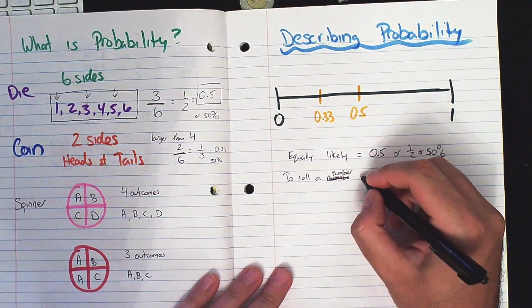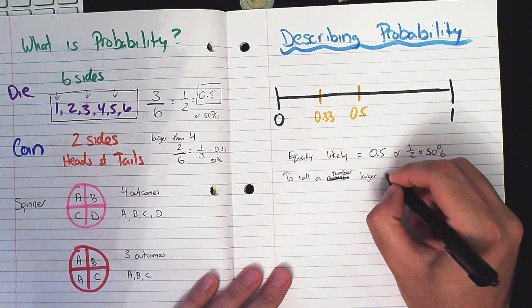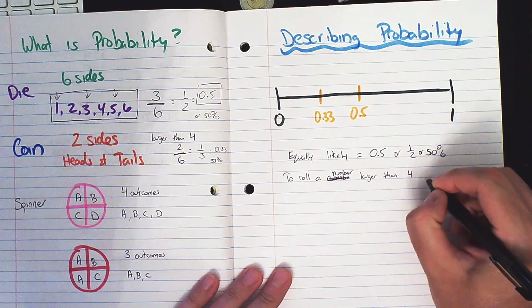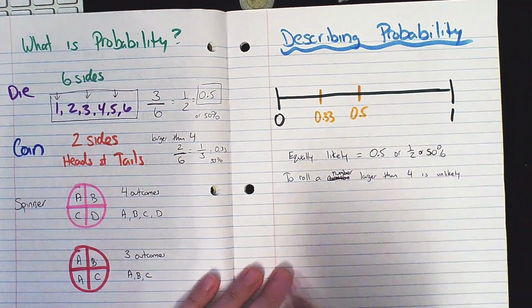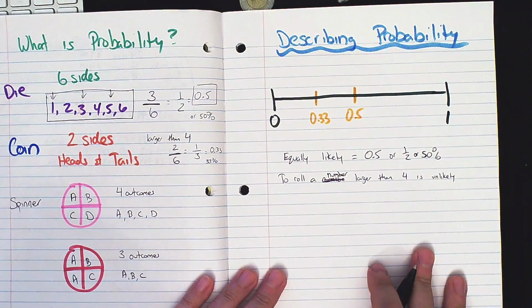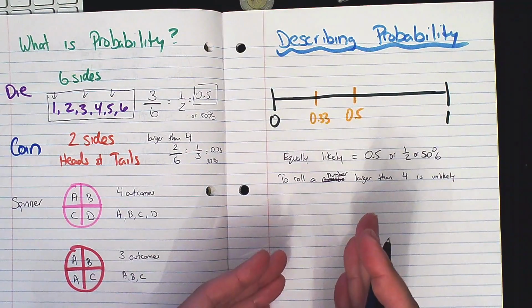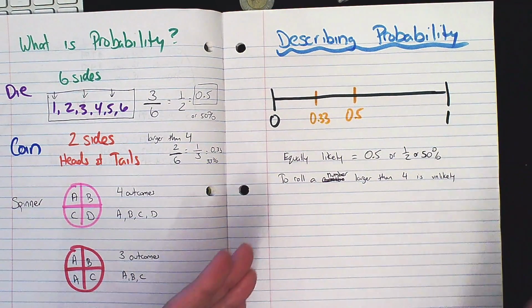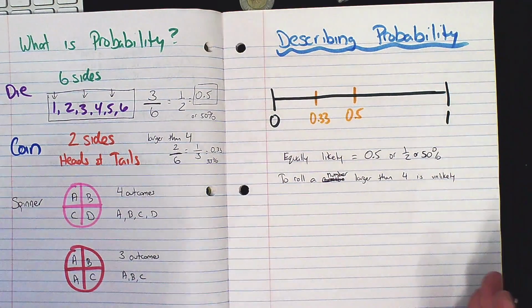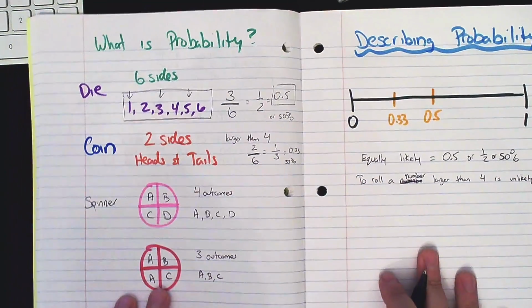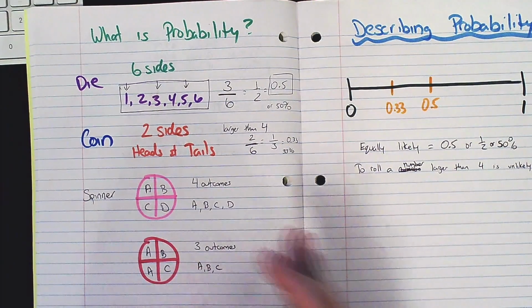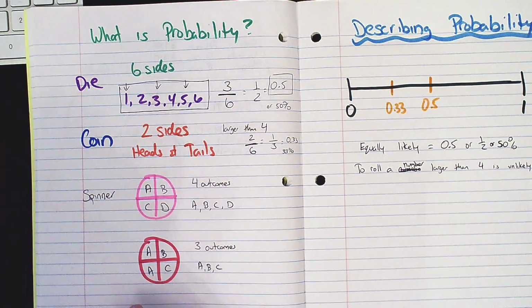To roll a number larger than 4 is unlikely. This is unlikely to happen. You have a better chance of rolling 1, 2, 3, 4 rather than 5 or 6. Okay? Here is another example. So let's explore these examples.